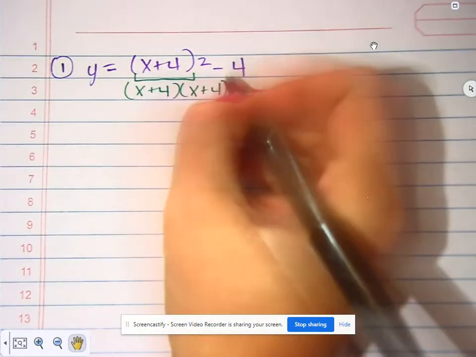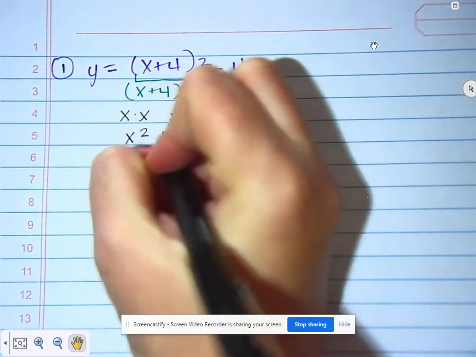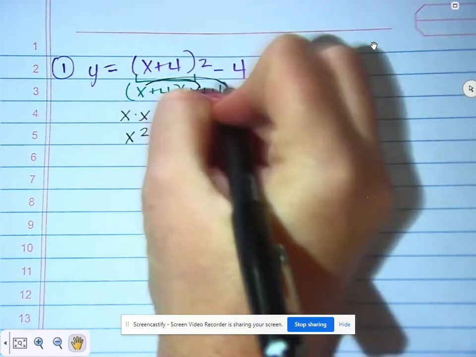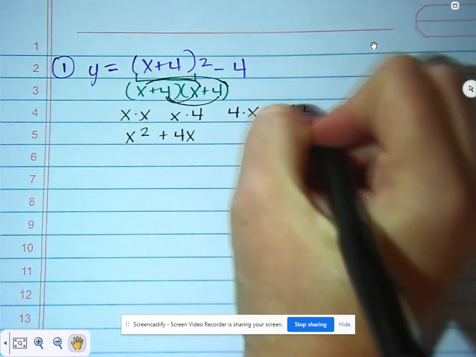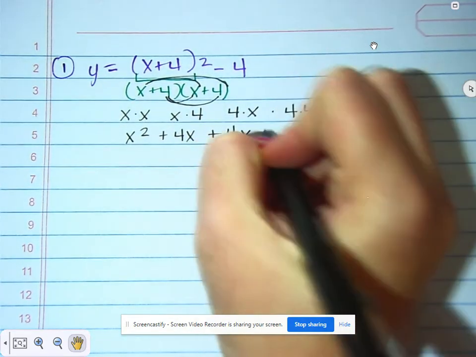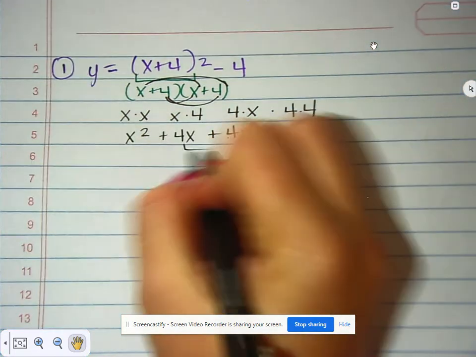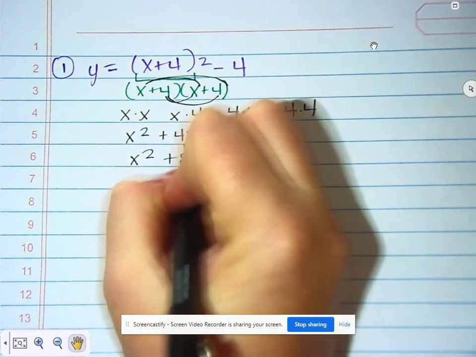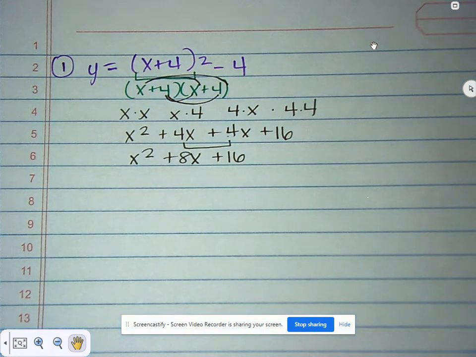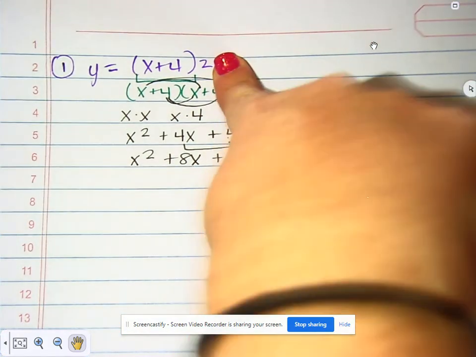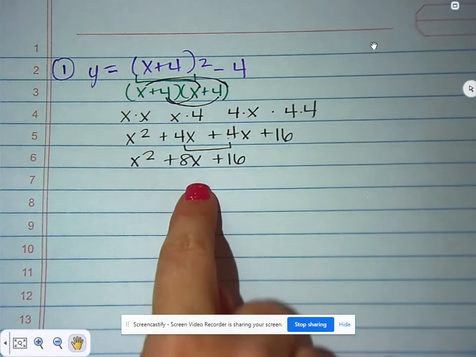So I'm going to distribute x times x, x times 4, 4 times x, and 4 times 4. So that's another 4x, and that's 16. Okay, we've done this before. This is nothing new. We're going to combine our like terms right here, and that's going to give me x squared plus 8x plus 16. Okay, this is what we just talked about previously on the warm-up, right? We had that exact problem right there on our warm-up. So x plus 4 squared gave me x squared plus 8x plus 16.